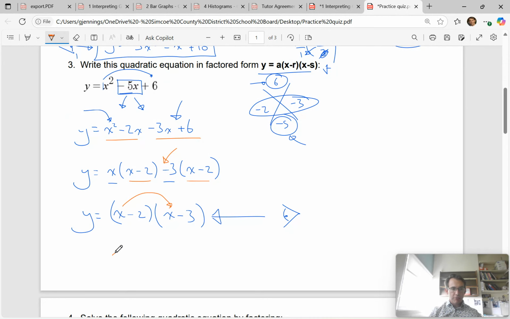X times x gives us x squared. X times minus 3 gives us minus 3x. Minus 2 times x is minus 2x. And minus 2 times minus 3 is plus 6. So then we have this finishes out being x squared minus 5x plus 6. And that's where we started. So we are good. Check your work.